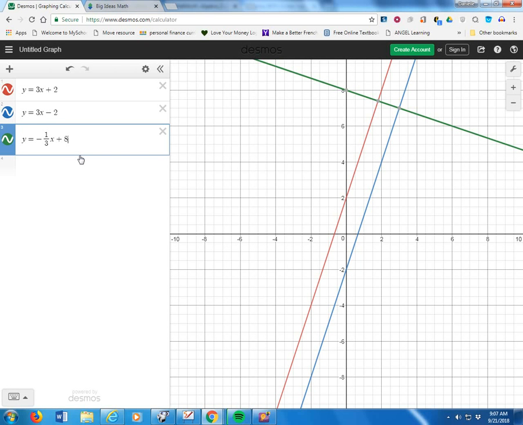Okay, does the new line that you graphed look perpendicular to the one we started with? Yes. Okay, so this is illustrating two parallel lines with the same slope, one perpendicular that has the opposite inverse slope.